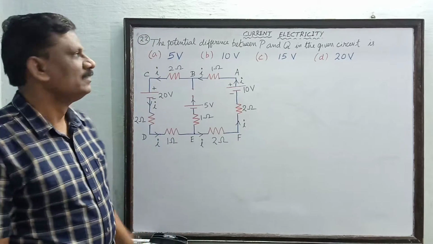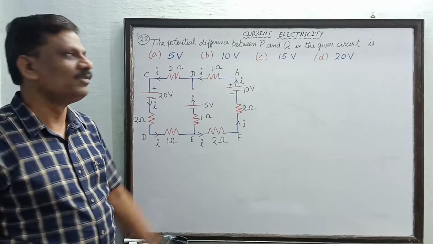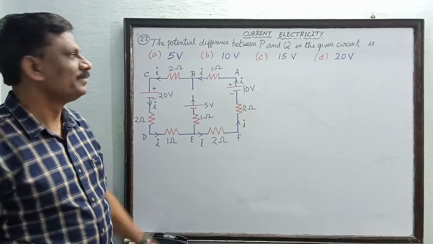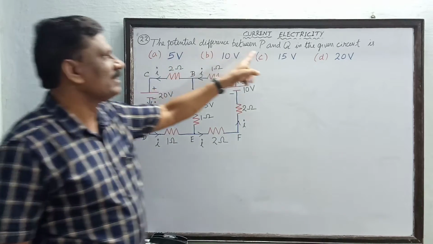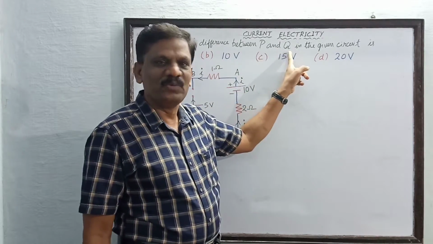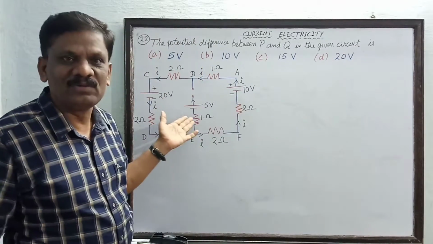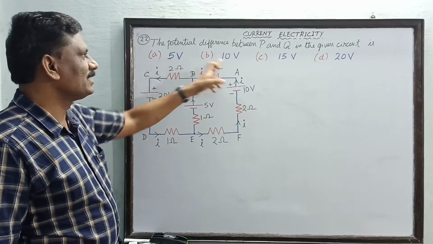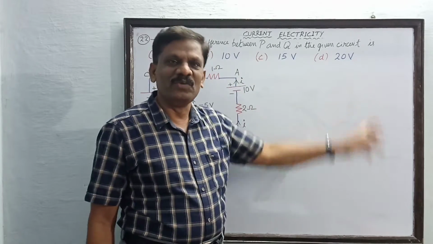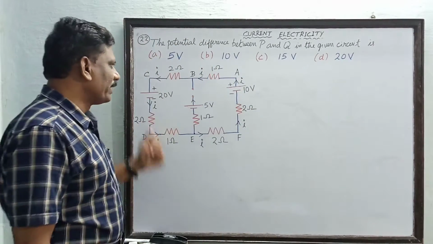Hi students, problem number 22 in current electricity. The potential difference between the points P and Q in the given circuit is. This is the circuit and the four options are 5, 10, 15 and 20 volt. Okay, now you can look at the circuit.